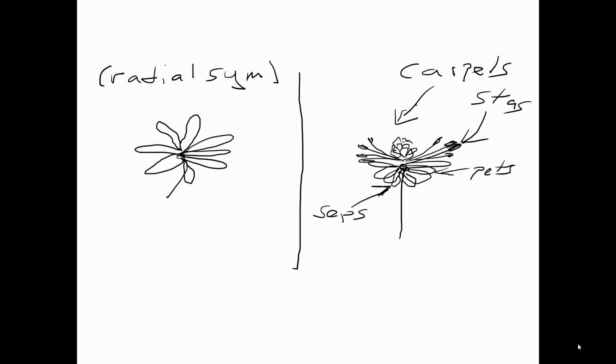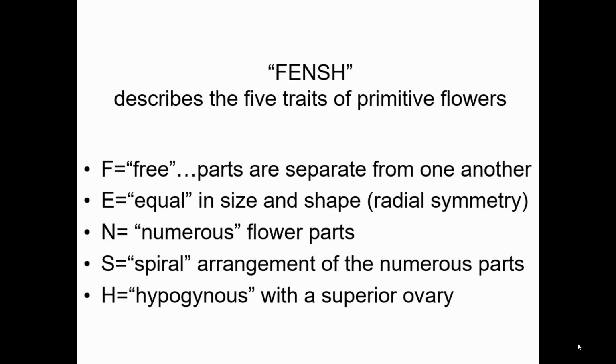The question had to do with drawing a flower that was relatively not advanced, that had the ancestral, primitive sort of characteristics, not the derived characteristics. And on the left, we see, of course, radial symmetry. All the flower parts are equal in size. And on the right, we have this cross-section view that shows there are many sepals and many petals and many stamens and many carpels, all spirally inserted.